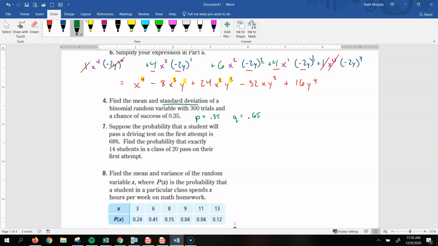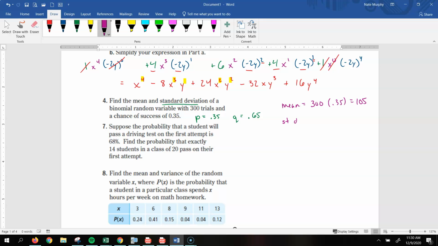So to find the mean, we just take the number of trials, so the 300, times the probability of a success, which is 0.35. When you multiply those together, we get 105 as your answer. So that would be your mean.